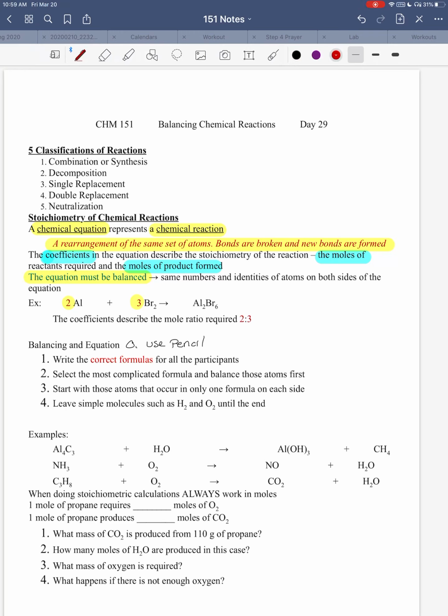4 aluminums, 1 aluminum. So I have to put a 4 there. 3 carbons, 1 carbon. Put a 3 there. Now what happened here? How many oxygen are on the right hand side of the equation? Well, there's 3 times 4 is 12. So I need to put a 12 there. How many hydrogens are there? 4 times 3 is 12, plus 3 times 4 is 12. It's balanced.